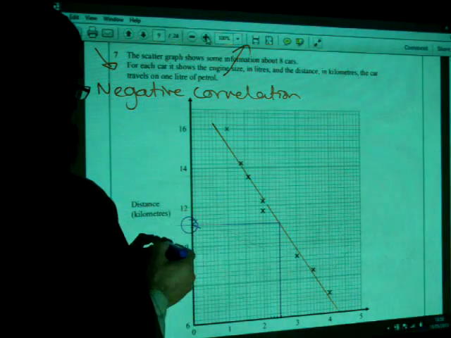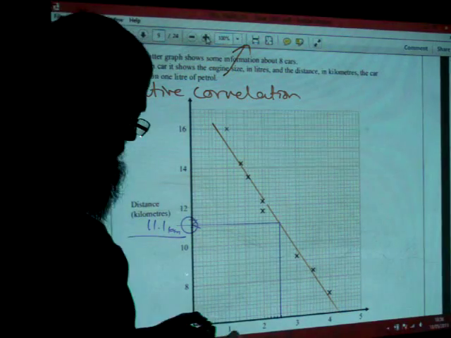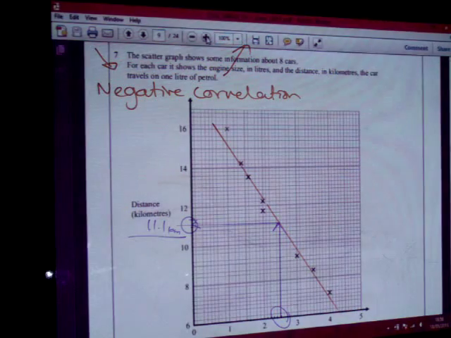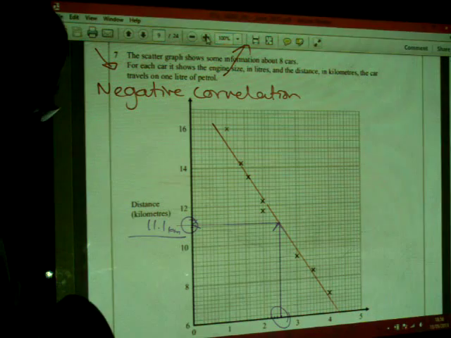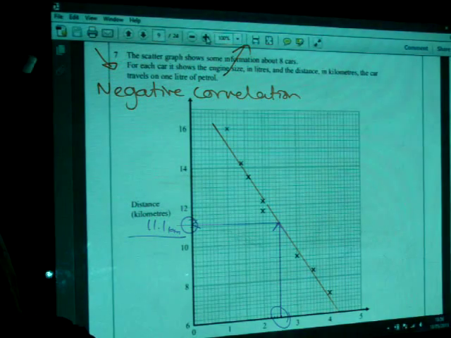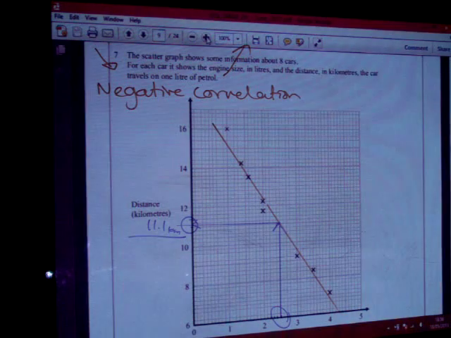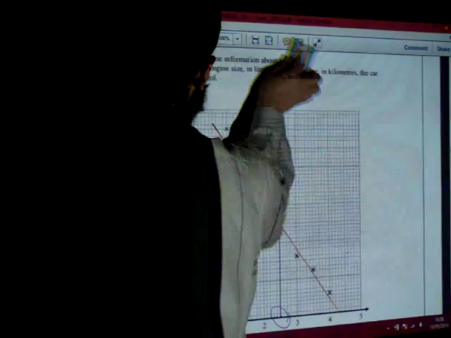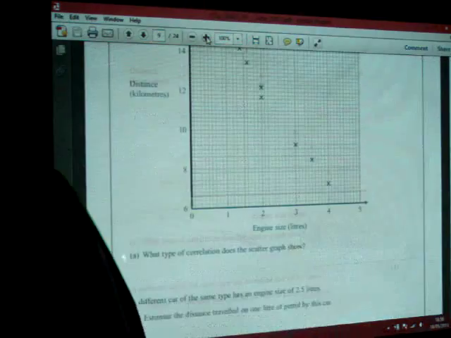And they want to know what distance to travel, yes? So we're going to write over here. The value on my scale is roughly 11.1 kilometers, if we start here, go up, hit the line and go across. Okay, let's move on to the next question, folks. That question is done. Negative correlation. We're using the graph to work out the, right. Done. Let's move on.